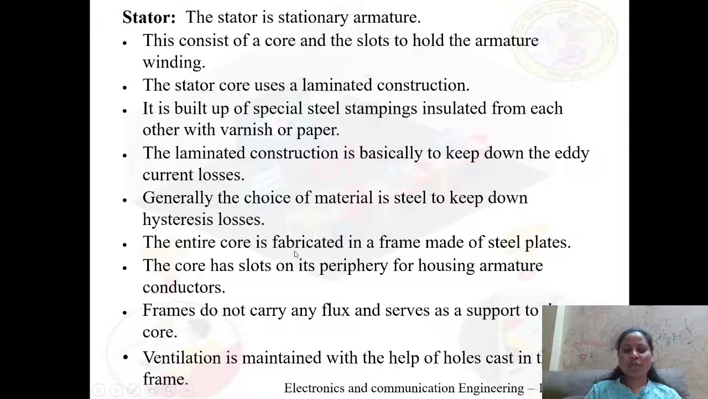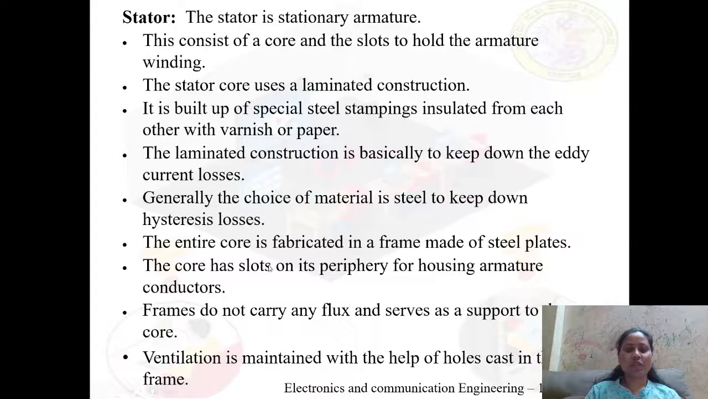The entire core is fabricated in a frame, which is made up of steel plate. As I said, the core has slots in the periphery, which can accommodate the armature conductors. We call them the armature windings. The frame doesn't carry any flux, but it just provides mechanical support to the core. Also, ventilation is maintained well with the help of holes cut in the frame.